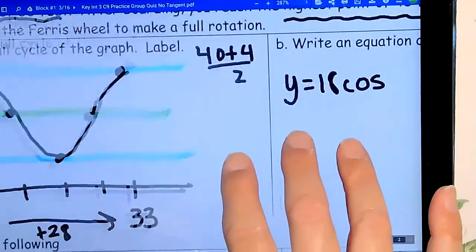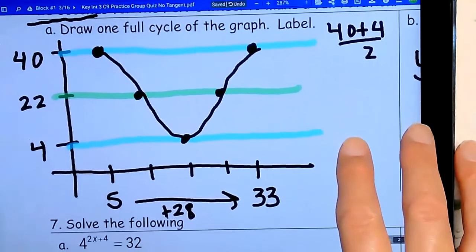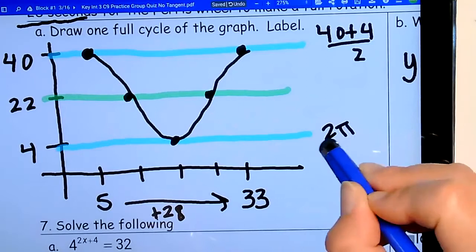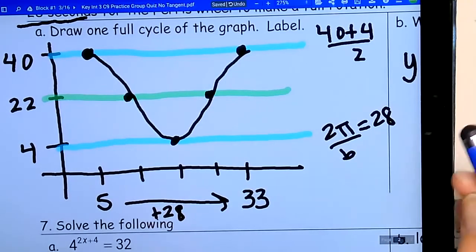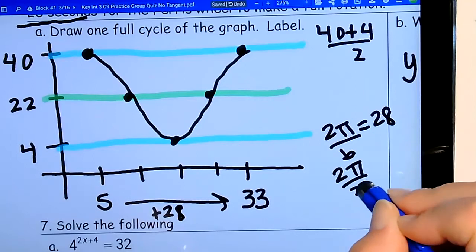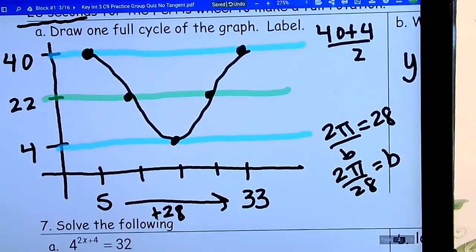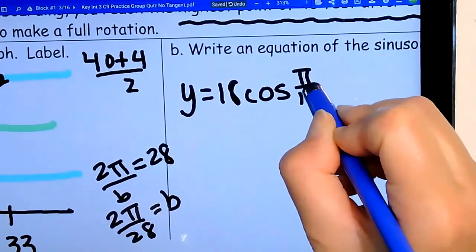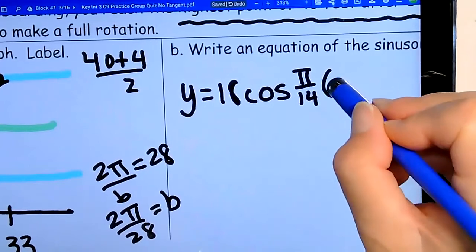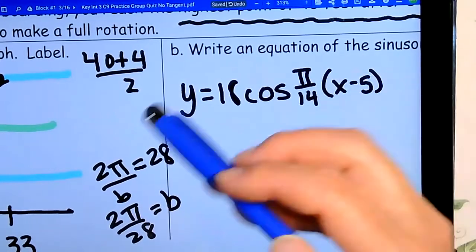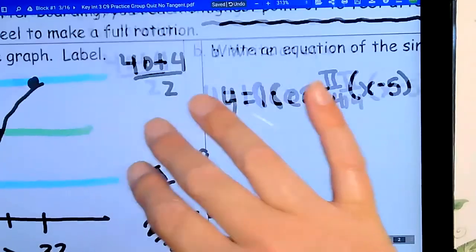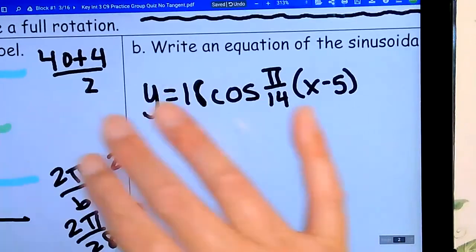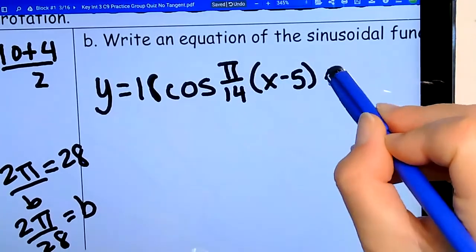Now I need to figure out my b. I know my period is 28. Okay, so I know if I take 2 pi over b, it equals 28. I'm going to end up with 2 pi over 28 equals b, or pi over 14. So I'll put pi over 14 here. Now we started at 5. So this is going to be x minus 5. And then remember this green over here, this vertical shift, it was up at 22. Okay, so I'm going to put plus 22. And that is my equation.